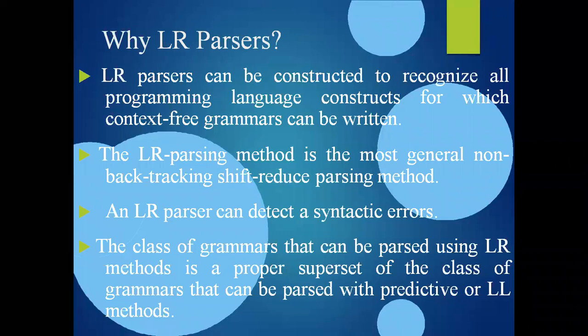What it means is, when we compare with LL, LR is the superset of LL. The LR parser is the superset of LL parsing. And the next point is how this LR parser works. It works using a non-backtracking technique, because we are not involving backtracking here. It uses non-backtracking shift reduce techniques, yet it is efficient.